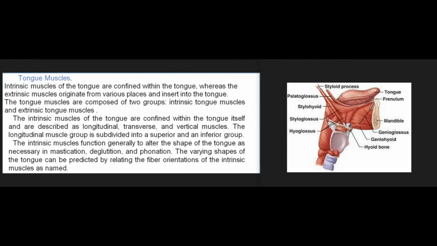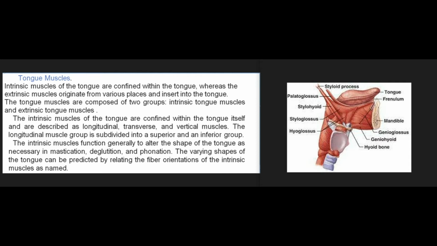Tongue muscles. Intrinsic muscles of the tongue are confined within the tongue, whereas the extrinsic muscles originate from various places and insert into the tongue. The tongue muscles are composed of two groups, intrinsic tongue muscles and extrinsic tongue muscles. The intrinsic muscles of the tongue are confined within the tongue itself and are described as longitudinal, transverse, and vertical muscles. The longitudinal muscle group is subdivided into a superior and an inferior group.